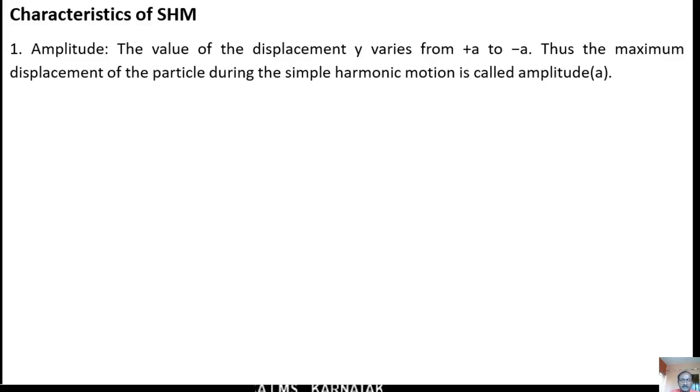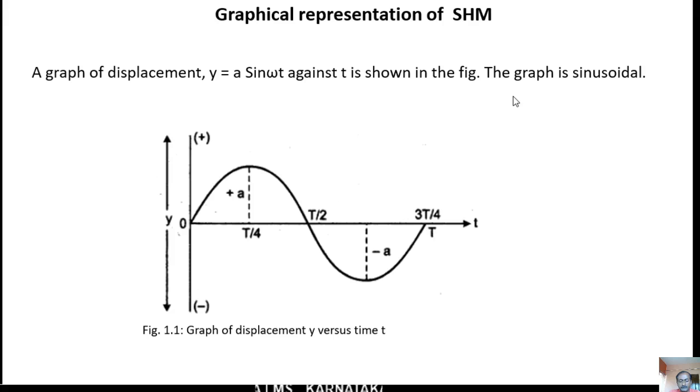A is plus A means towards upward direction, minus A means towards downward direction. Thus, the maximum displacement of the particle during the simple harmonic motion is called amplitude. See here, this is plus A.